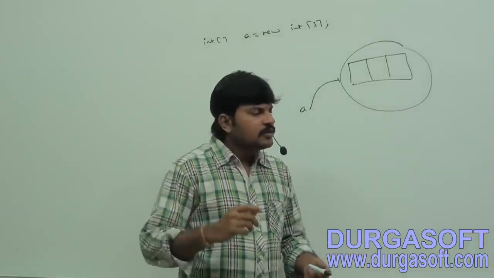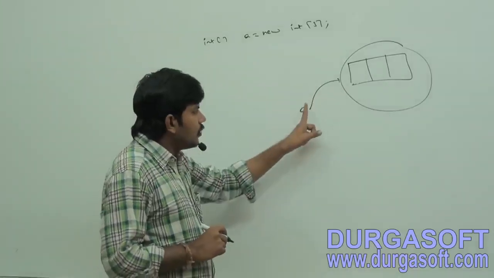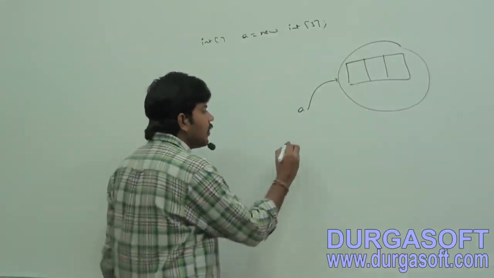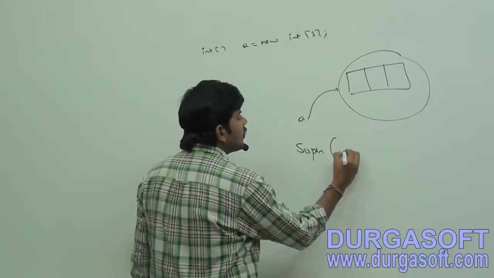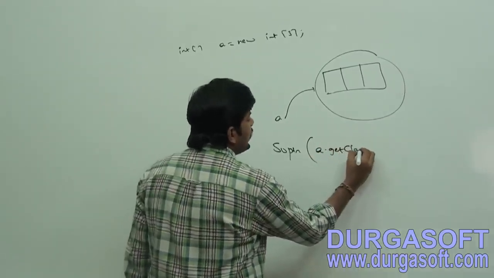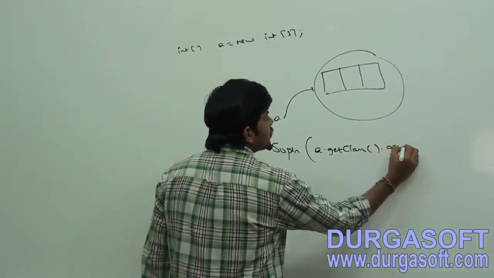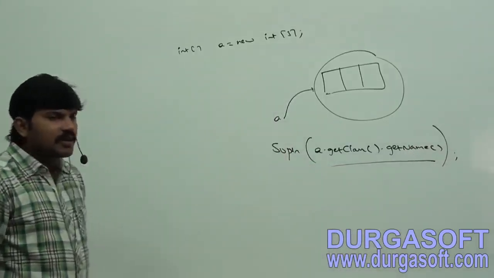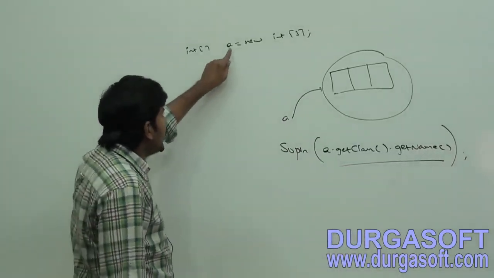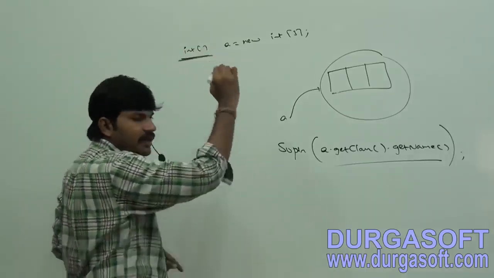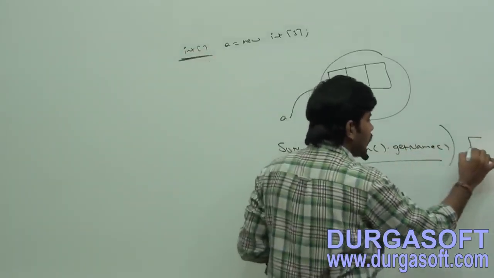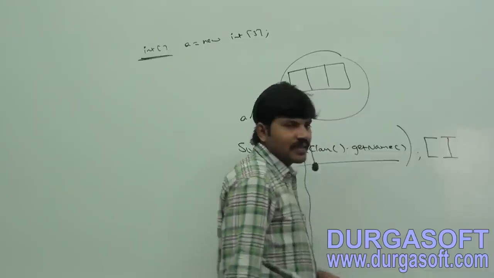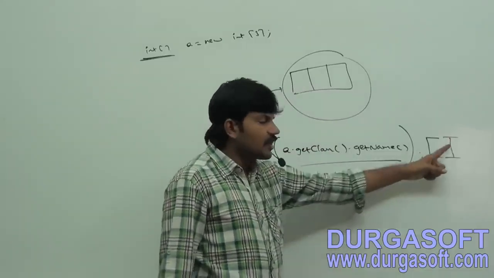How can I be aware? Simple. If you want to know the corresponding class name, I have the object reference. System.out.println(A.getClass().getName()). Happily, the corresponding class name we will get by default. Do you know what A is? An int array, one-dimensional array of int type. Are you getting? [I is the corresponding class name.